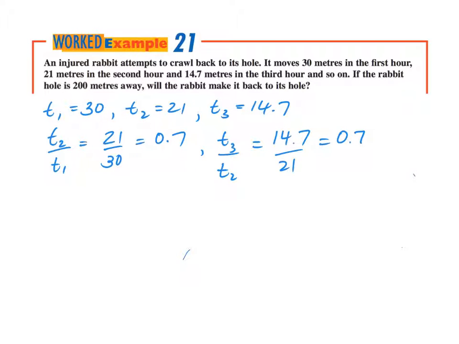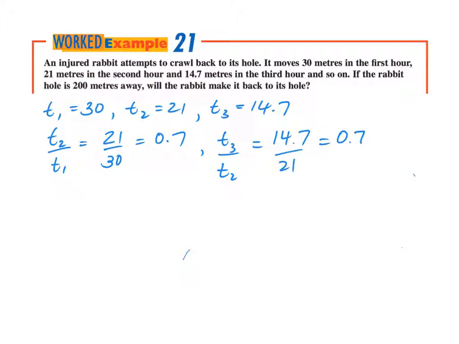Alright, now that we know that this is a geometric sequence, how do we add this sum together? The question is asking us to find if the rabbit will make it back to its hole, so this sequence is continuous and it will just keep going. So we are really just trying to find the sum of this series as much as we can, all the way to infinity.